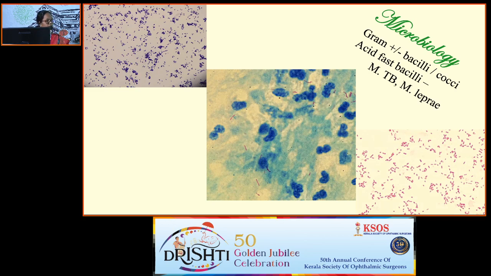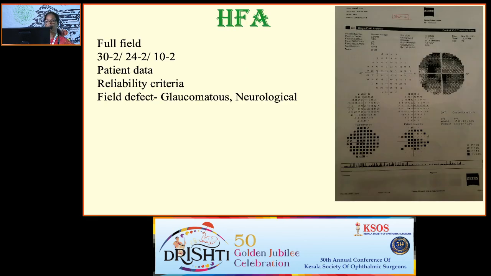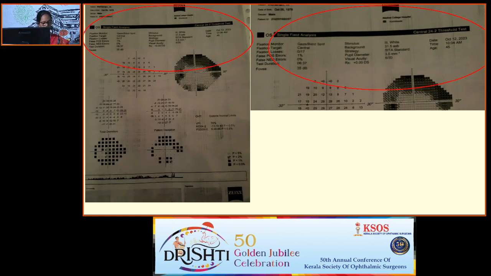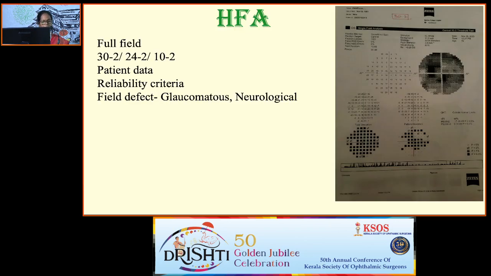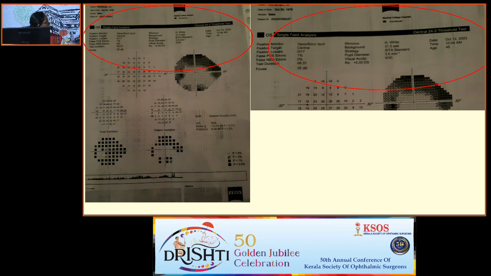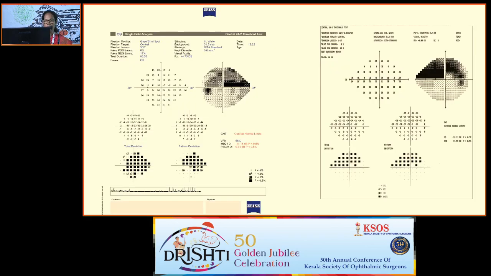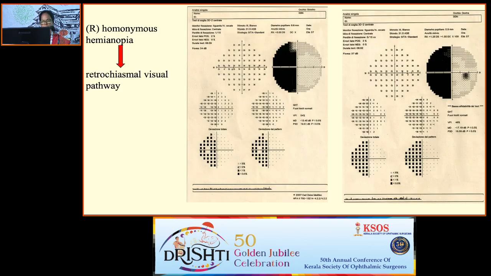Then microbiology, I'm not going deep into that. Anyway, AFB you have to know, leprosy as well as tuberculosis. Then next is HFA, where you have to see the printout, whether it is a full field, 30-2, 24-2 or 10-2. Then look for the patient data, whether reliability criteria are fulfilled. What is the field defect, whether it is a glaucomatous field defect, as in this you can see an arcuate field defect, or this is also another arcuate field defect, or it is a neurological field defect respecting the vertical meridian.